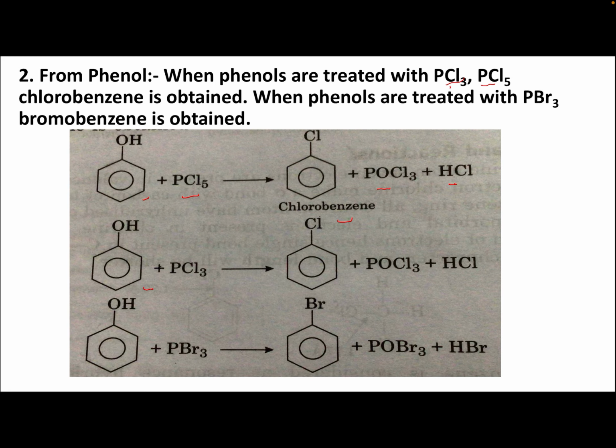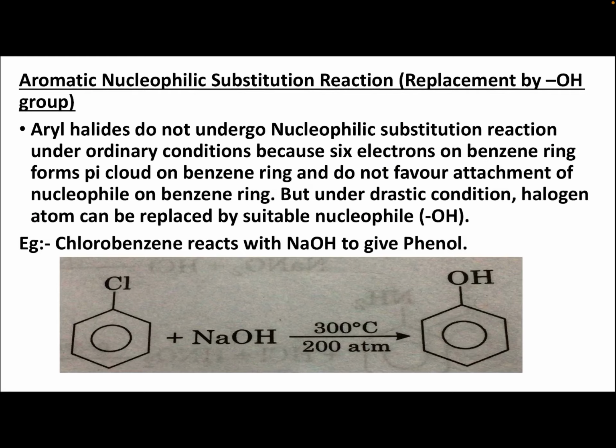Again, phenol reacting with phosphorus trichloride gives chlorobenzene, phosphorus oxychloride, and HCl. Just like that, phenol treated with phosphorus tribromide gives bromobenzene, phosphorus oxybromide, and HBr. So from phenol also we can prepare chlorobenzene and bromobenzene. So there are two methods of preparation of chlorobenzene and bromobenzene. One is by the Sandmeyer reaction, another is from phenol.